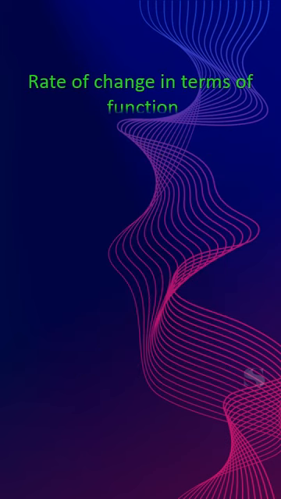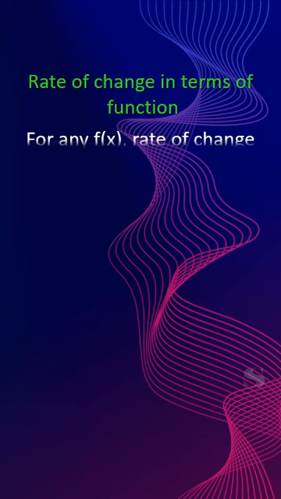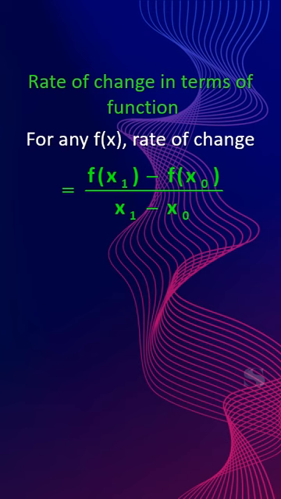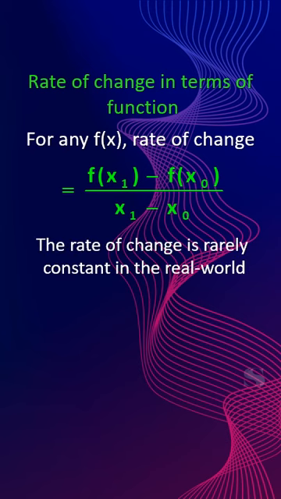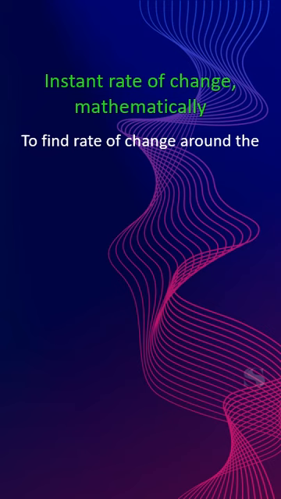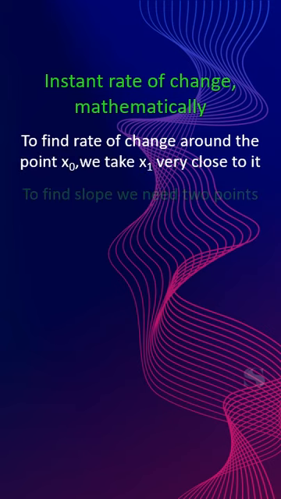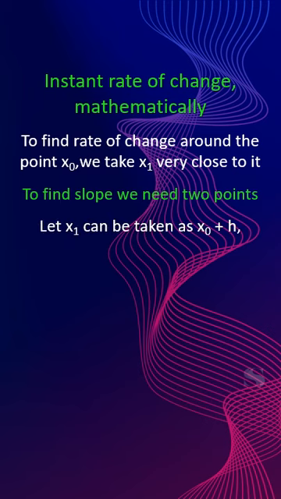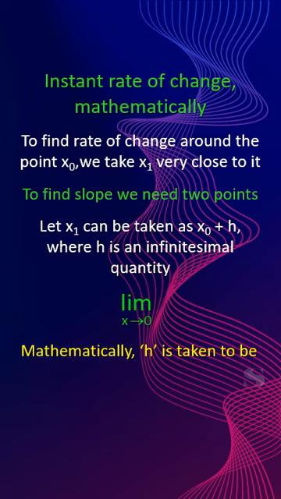In terms of the values of the function f(x), the rate of change can be defined for the function as shown in the formula. The rate of change is rarely constant in the real world. The relationship of quantities is not really linear for most situations. To find the rate of change or slope around the point x0, we take x1 very close to it. To find slope, we need 2 points. x1 can be taken as x0 plus h, where h is a very small quantity. It is an infinitesimal quantity approaching 0.